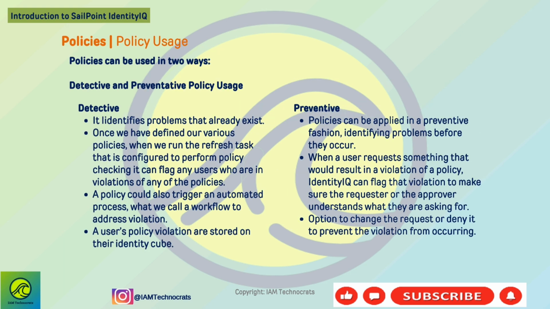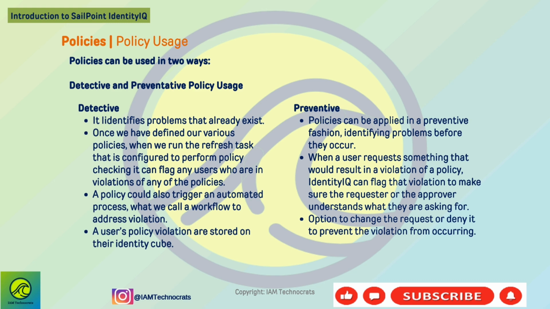Policy usage. Policies can be used in two ways, detective and preventive. First, they can be detective and identify problems that already exist. Once we have defined our various policies, when we run the refresh task that is configured to perform policy checking, it can flag any users who are in violations of any of the policies. Depending upon how the policy is configured, it can simply notify a configured person, such as a manager, that a user is violating the policy. Then the manager will figure out how to respond to the problem.